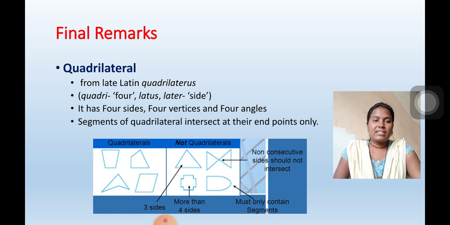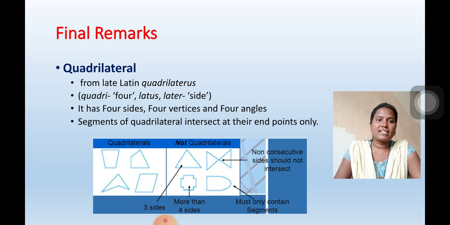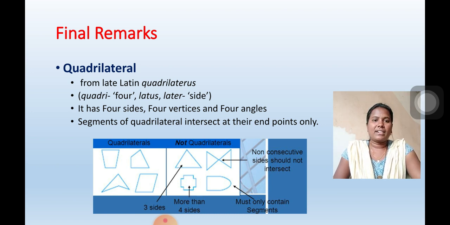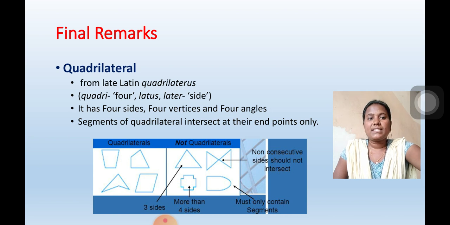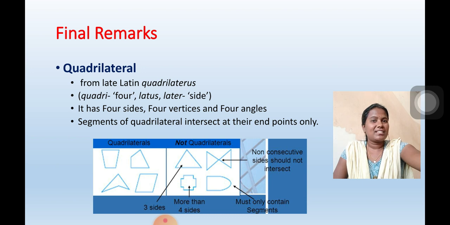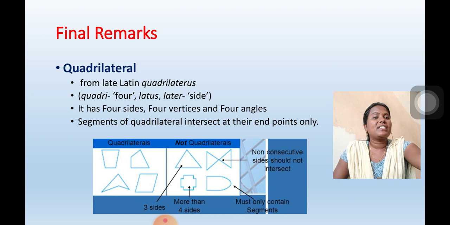Yes, if you observe the figures, the first set is the quadrilaterals and the second set, these are not the quadrilaterals. Yes, because in the second set, the first figure is what? It is having three sides, it is not a quadrilateral. And this down figure is having more than four sides. And the above figure, non-consecutive sides should not intersect. Is it a quadrilateral? It is not a quadrilateral. And the last figure, what is it? The quadrilateral is a polygon, but here in the last figure it is not a polygon.